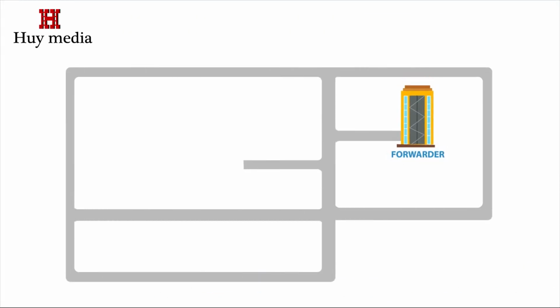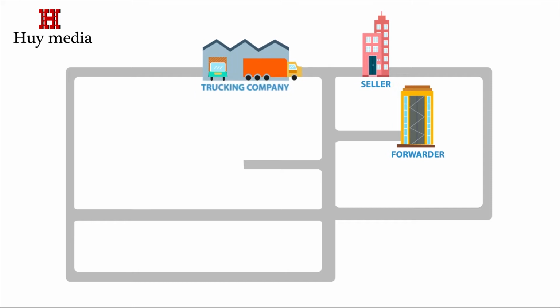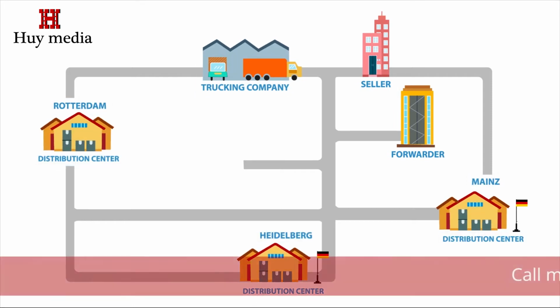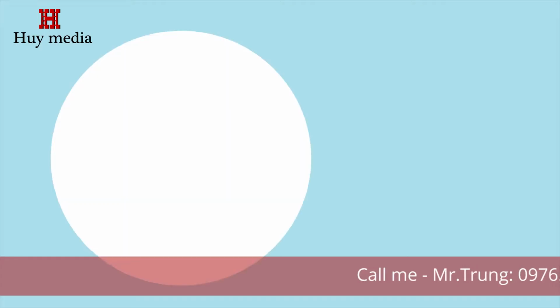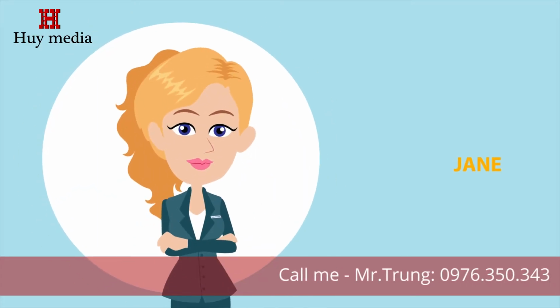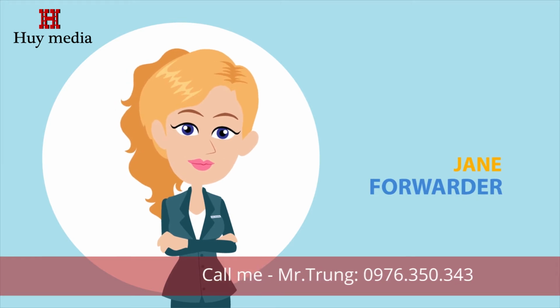The scenario puts the focus on the role of a forwarding company in the transport chain. The other roles involved in this scenario are seller, trucking company, distribution centers, and bank. These are simulated by the system. As a forwarder, your task is to arrange the transport of the goods for the seller.